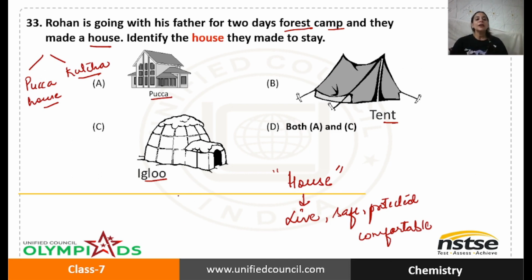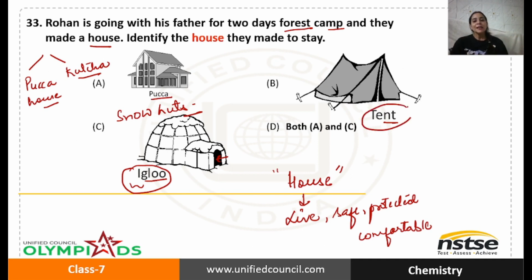Now option C, you can see igloo. What is igloo? Igloo indicates basically snow huts. That means it is made up of snow. And why is it made up of snow? Because it keeps the one who is staying inside warm and protected from snow.